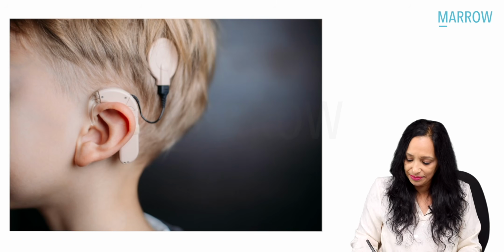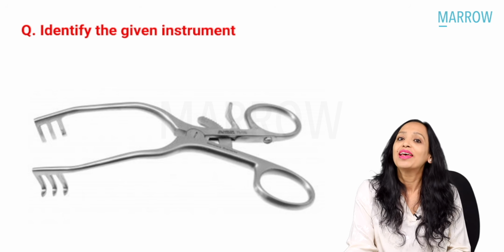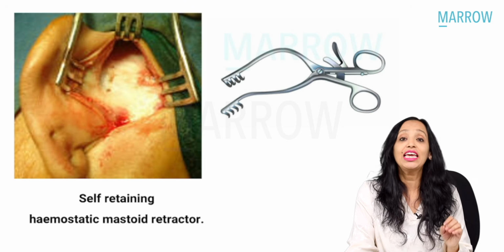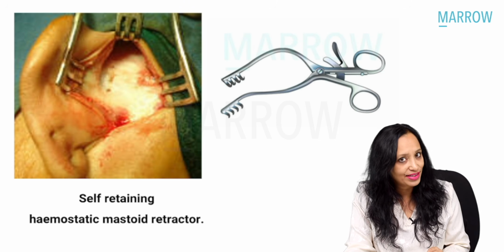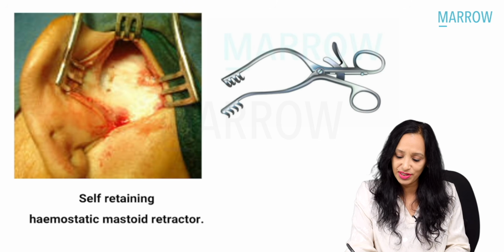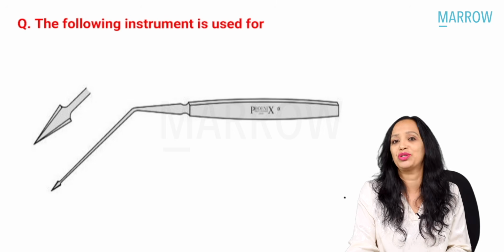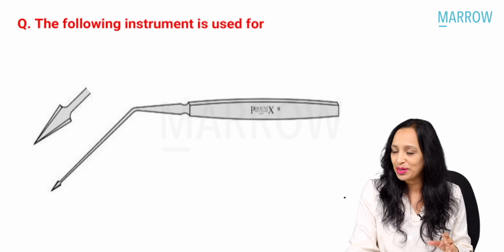And yes, this is how the cochlear implant looks like, that we have already done in detail. Yes, so what is this instrument? Yes, very good. This is a self-retaining hemostatic mastoid retractor. Yes, we use it in all mastoid surgeries. And what is this instrument?